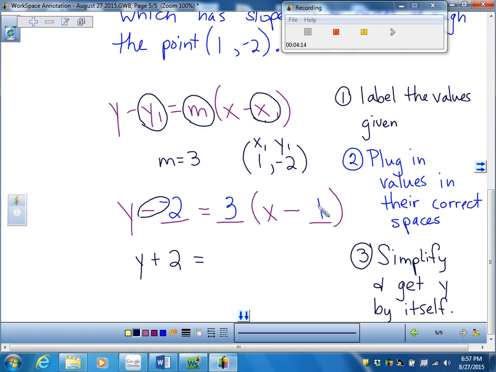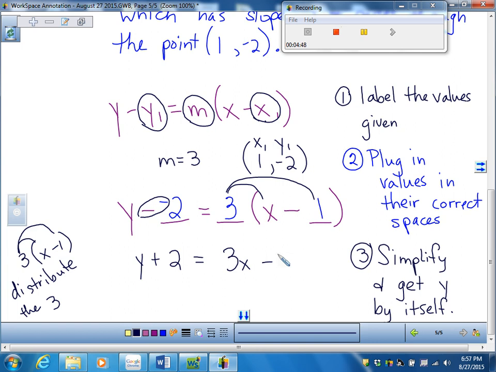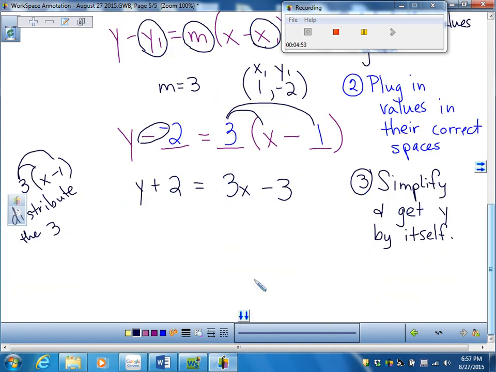Now when you see these parentheses here, that's telling me to distribute. So 3 times x minus 1, I need you to think that you're going to distribute the 3. And when you do that, it's 3 times x and 3 times negative 1. So 3 times x, we get 3x, 3 times negative 1, and we get a minus 3.